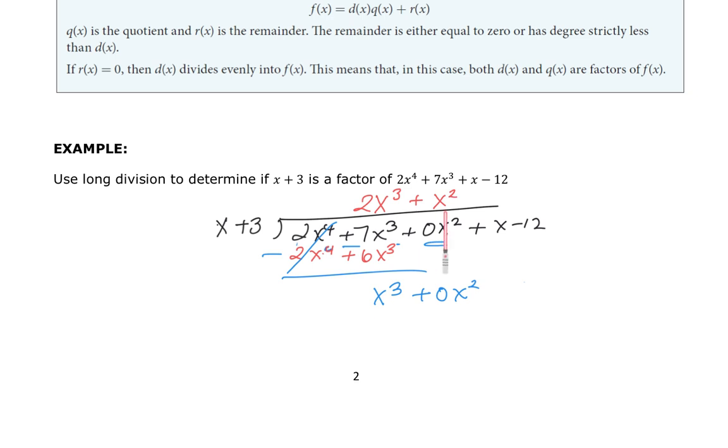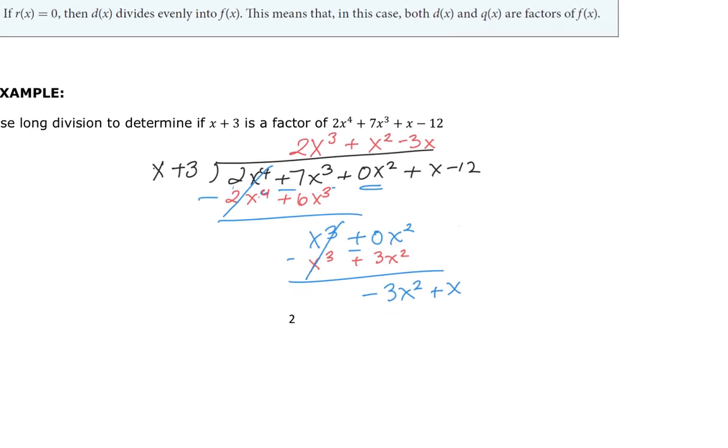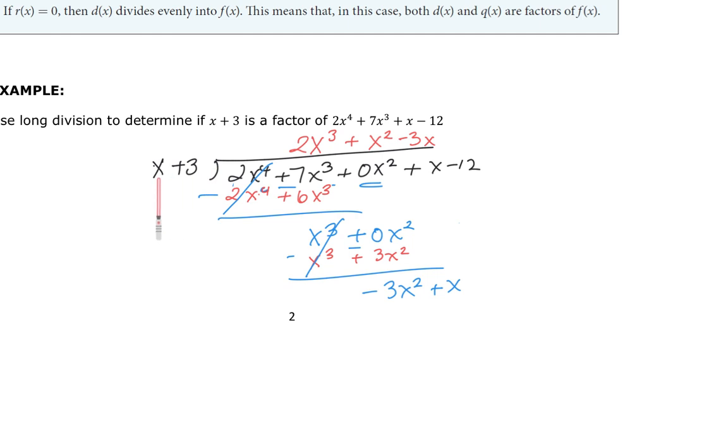So I'm going to multiply this x squared and this x squared and that 3. So I'm going to get x to the 3rd plus 3x squared. Now I'm going to subtract that off. My signs change. This goes to 0. This gives me negative 3x squared. My next term to drop down is the x. So how do I get from x to negative 3x squared? I need to have a negative 3 and I need an additional x. So multiplying by negative 3x. When I multiply this negative 3x and this x, I'm going to get the negative 3x squared. When I multiply this negative 3x and this 3, I'm going to get a negative 9x.